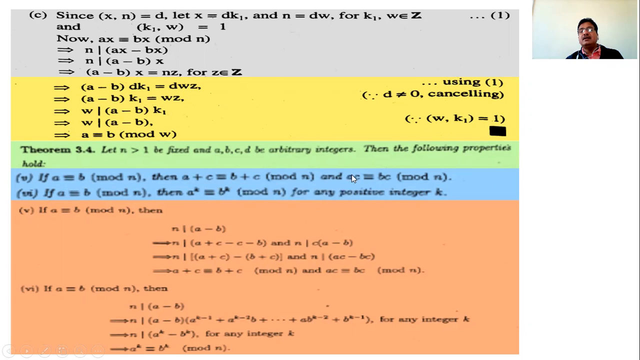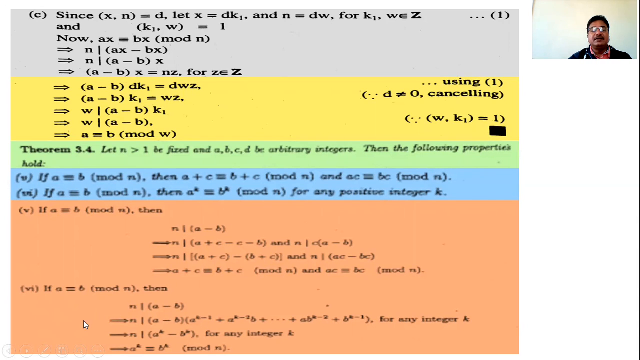Here, similarly, consider ac − bc and express it in the form n times some integer. So ac − bc is what? It is (a − b) times c, and a − b is nk1. So what do we have? nk1c, and therefore n divides ac − bc, and therefore ac is congruent to bc modulo n.